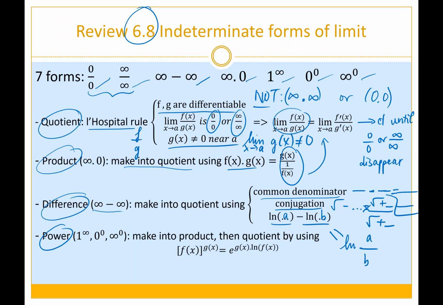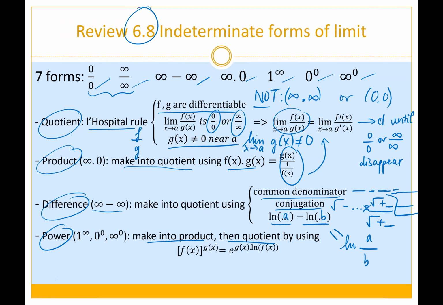Finally, if you are given a power, say 1 to the infinity, 0 to the 0, or infinity to the 0, then you have to make it into a product, then a quotient. So if you have f(x) to the g(x), you can put it into e to the g(x) multiplied by ln of f(x).